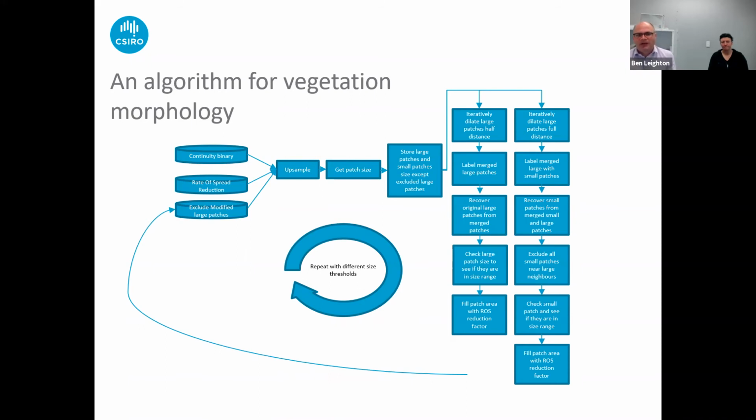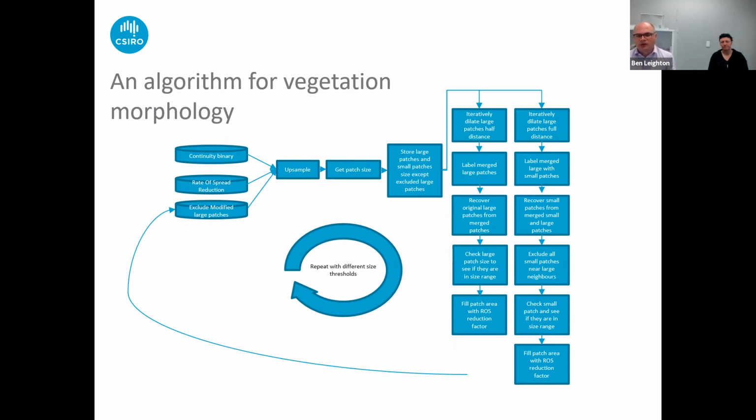So we get patch size, we store large patches and small patches, except excluded large patches, which I'll get to later. We then go through a parallel workflow of iteratively dilating large patches.